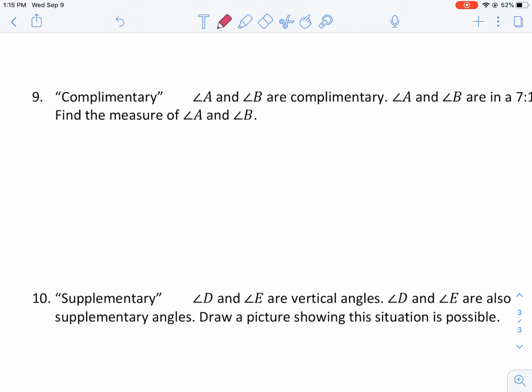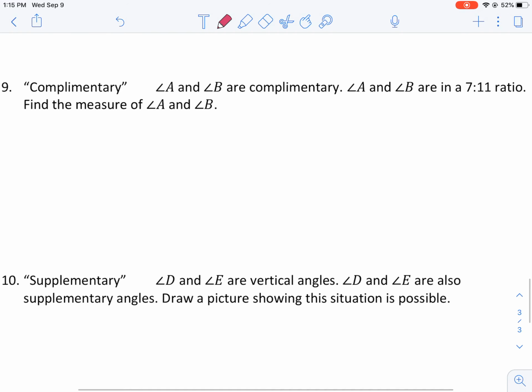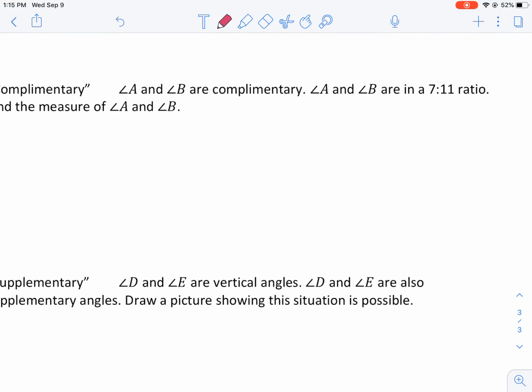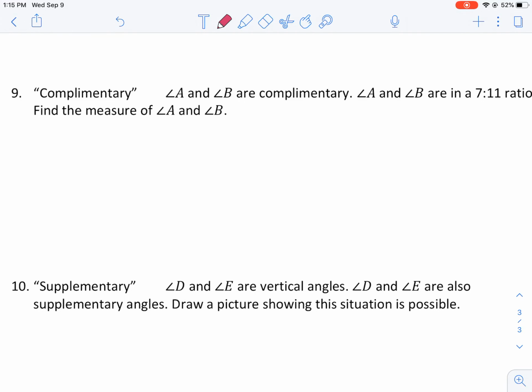Complementary. I don't know if that complementary is spelled right. I'm questioning that now. Okay, anyway, A and B are complementary, and it says A and B are in a 7-to-11 ratio. So this was on your practice for the last assignment.